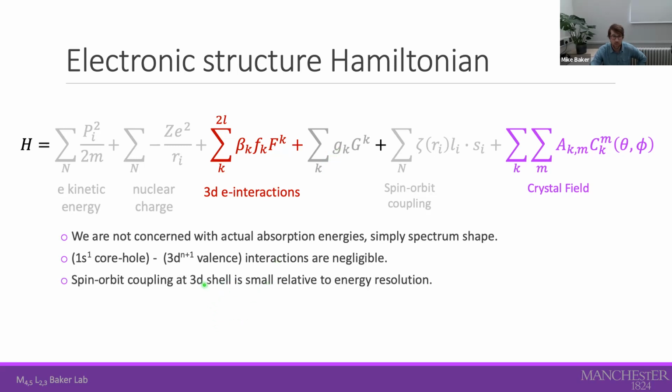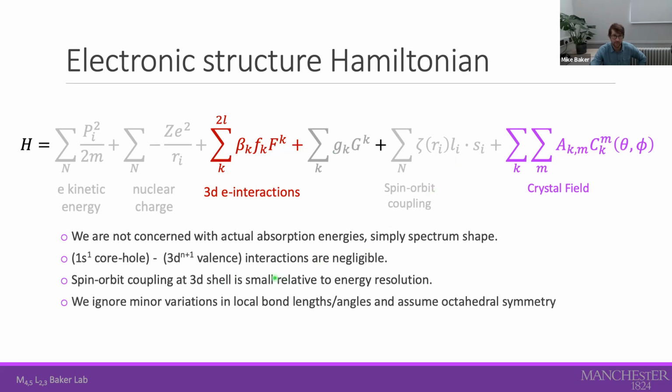Also, if we assume the 3D spin-orbit coupling is quenched, that means we can knock that term out too. And also, let's ignore minor variations in coordination symmetry. So as long as our system's six-coordinate and all the bonds are of approximately equivalent length, then we can assume that having just one crystal field parameter, 10Dq, will be sufficient. So there we have it. We have two free parameters.